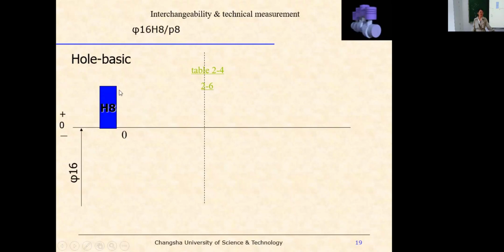When you find the table, you can get the upper deviation is 27. And then P8 is 8. 8 is not lower than 7, so we don't need to add the delta. It's P8. So the lower deviation is plus 17, plus 18, the upper deviation is 45.